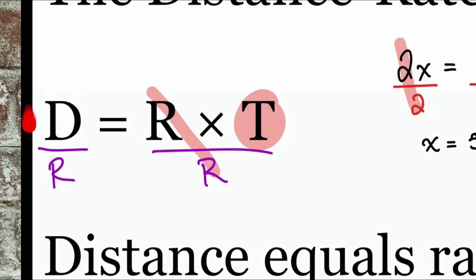And notice what this says, everybody. Can we confirm with our eyes that that says d divided by r, distance divided by rate? Can we confirm that? Yeah, that's d divided by r. That is distance divided by rate.